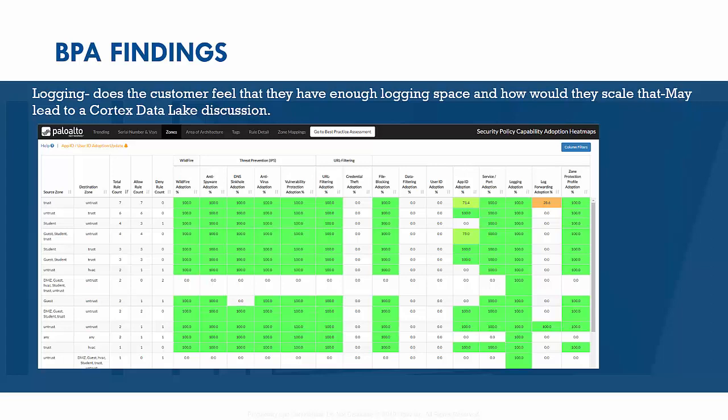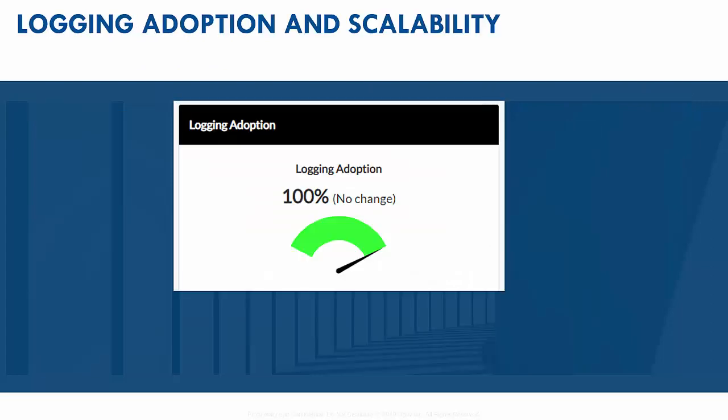What if they just forwarded their logs to the Cortex data lake? And if they needed to scale that, they just request more log space that's automatically spun up for them. And then once that data is in the Cortex data lake, then Cortex XDR can investigate and use that data and do a lot of analysis on that data in the Cortex data lake. So great logging adoption is great to see, but we want to talk about scaling and how to leverage the Cortex data lake and Cortex XDR.